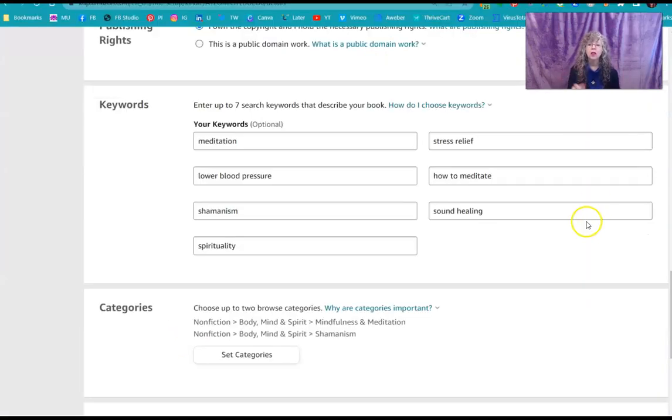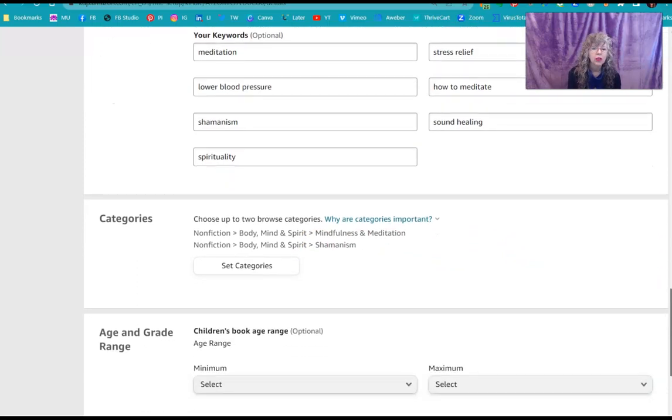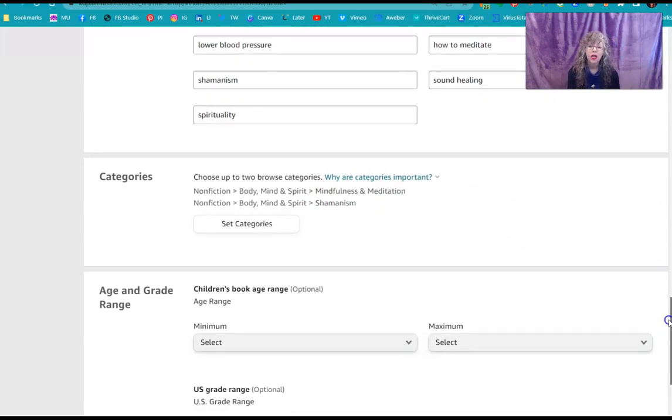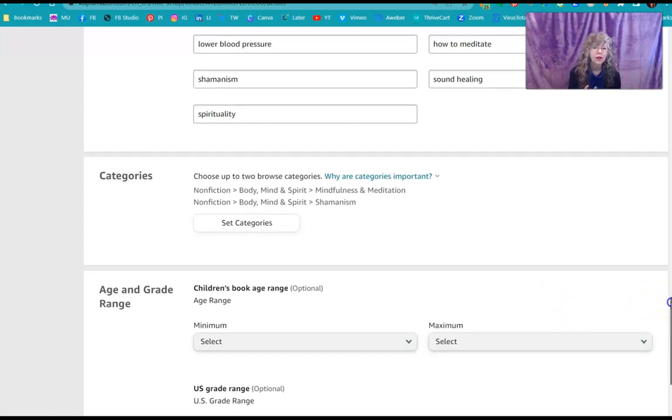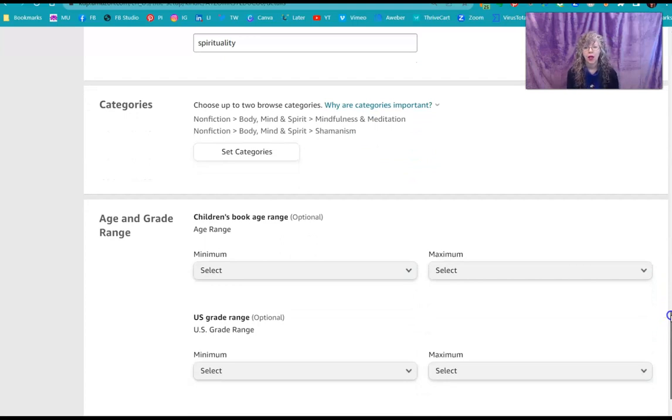All right, so I'm going to pop out of Publisher Rocket, make that small again, and go back to here. So we've looked at our keywords and our categories, okay? Next, we go down and we look at the age and grade range for this book. Now, this only applies if you're writing children's books, okay? So this is your age range, minimum and maximum, and this is your grade range, minimum and maximum.